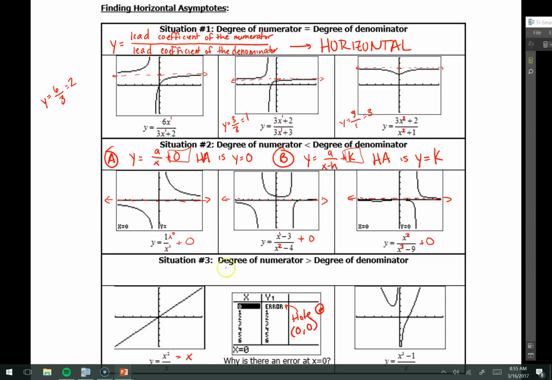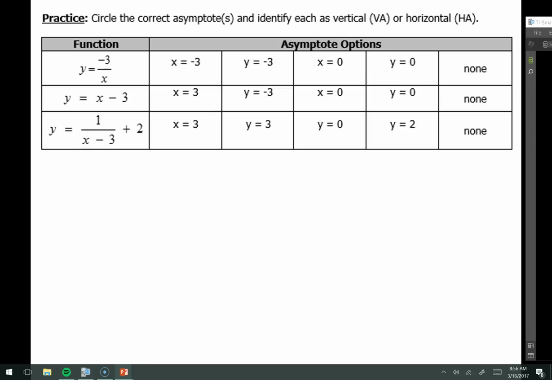So situation number 3 is that you will not have a horizontal asymptote. Okay, so let's do some practice now. Let's just find the asymptotes and identify them either as vertical or horizontal. Now remember, vertical asymptotes have to do with the domain, and horizontal asymptotes have to do with the degree.